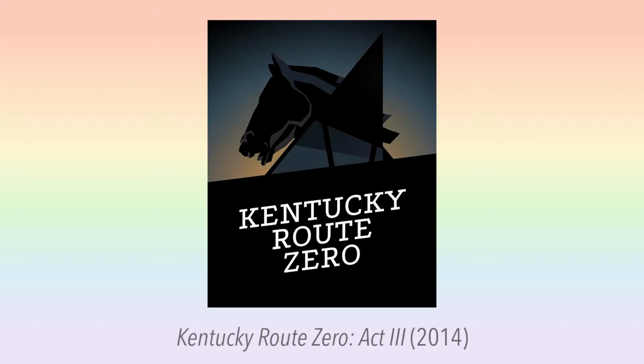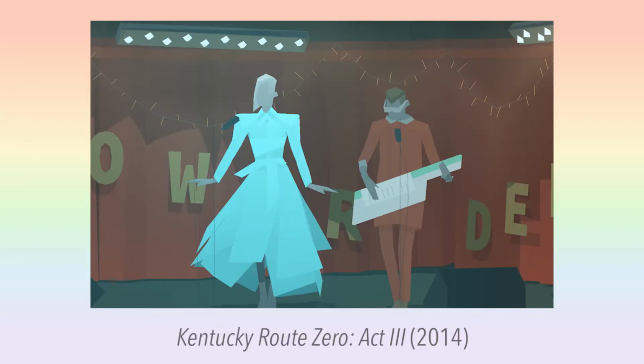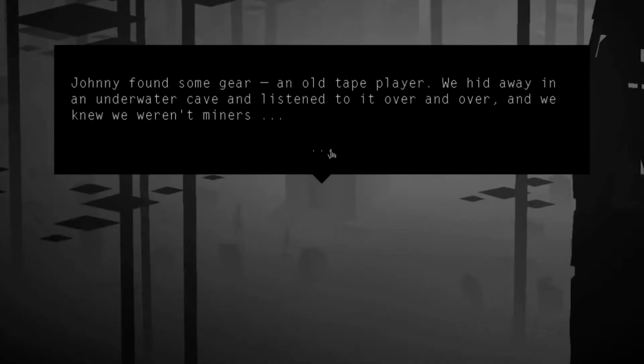In Act 3 of Kentucky Route Zero, you meet Junebug and Johnny, two robot musicians who have escaped from their intended jobs to live freely. Junebug explains to the protagonist that when she and Johnny listened to an old tape, they knew they weren't minors. Her next lines will ring true for many trans people beginning their transition.